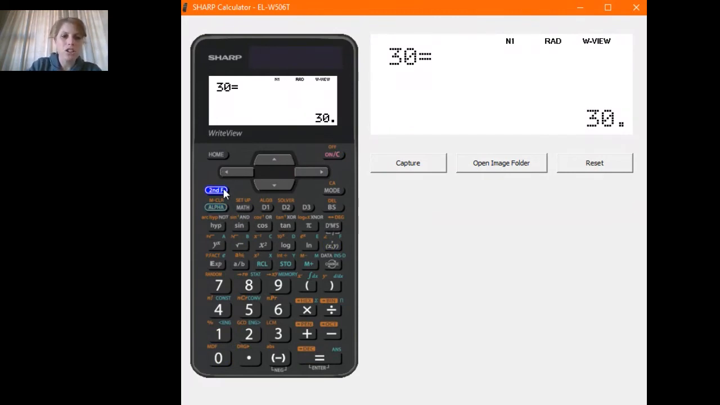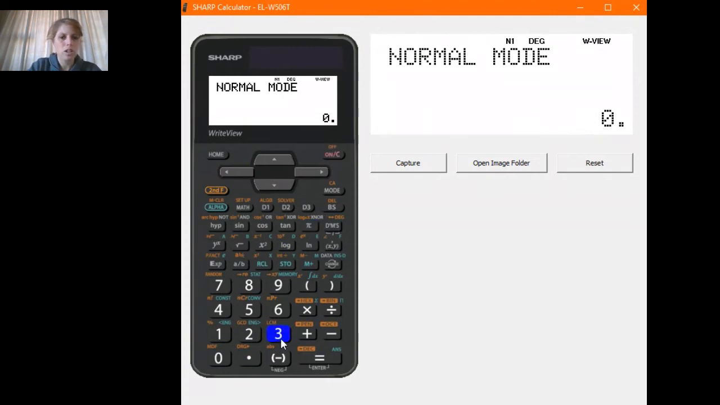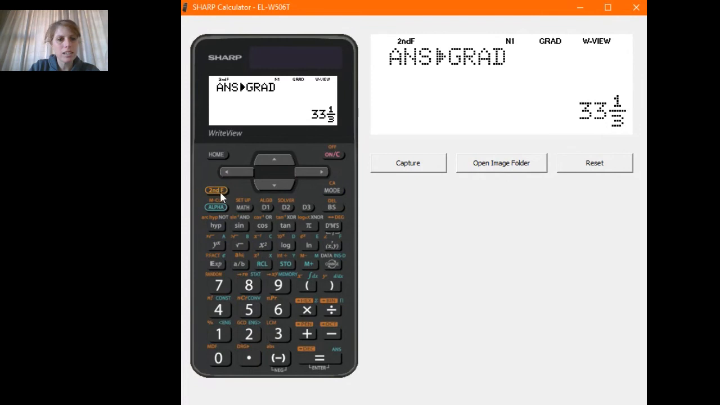So what we actually do is we say second function and this one here, and then it will convert it for us into degrees. Now, what have I done? So let's say we have 30 degrees. Then we say second function and DRG, and there's my radians there for you. You can change that to suit you. And then again, we can say second function DRG, and that will give us gradients, and then back to degrees.